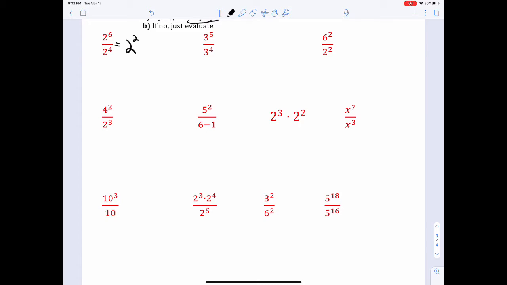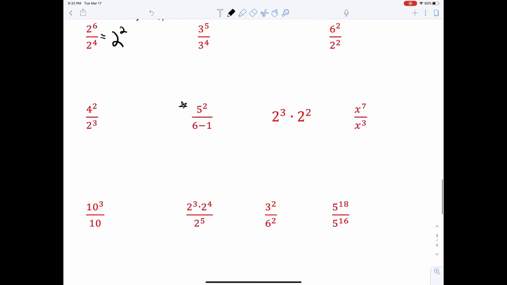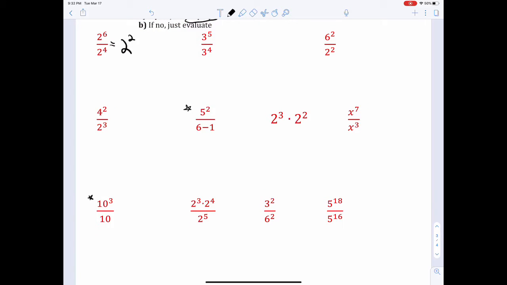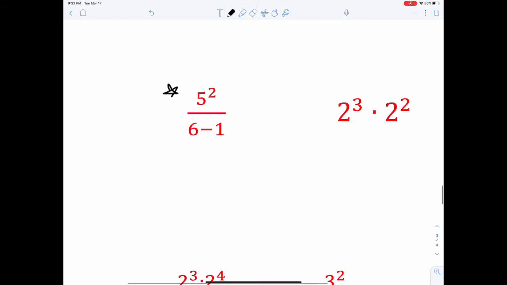I'll do this one with you right here, and then I will let you guys... I'll do this one too. So, two more. Let's see, 5 squared over 6 minus 1.